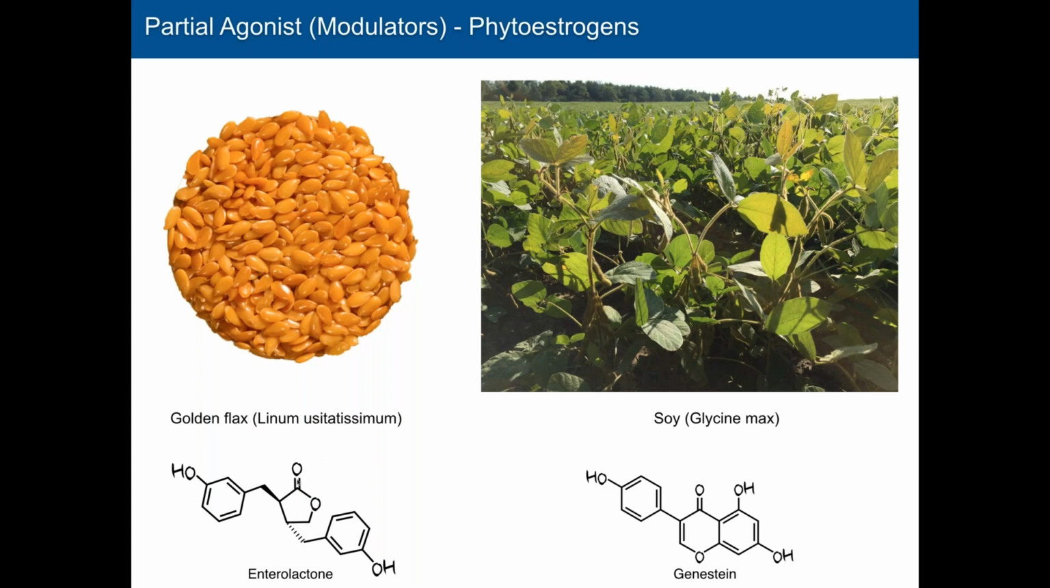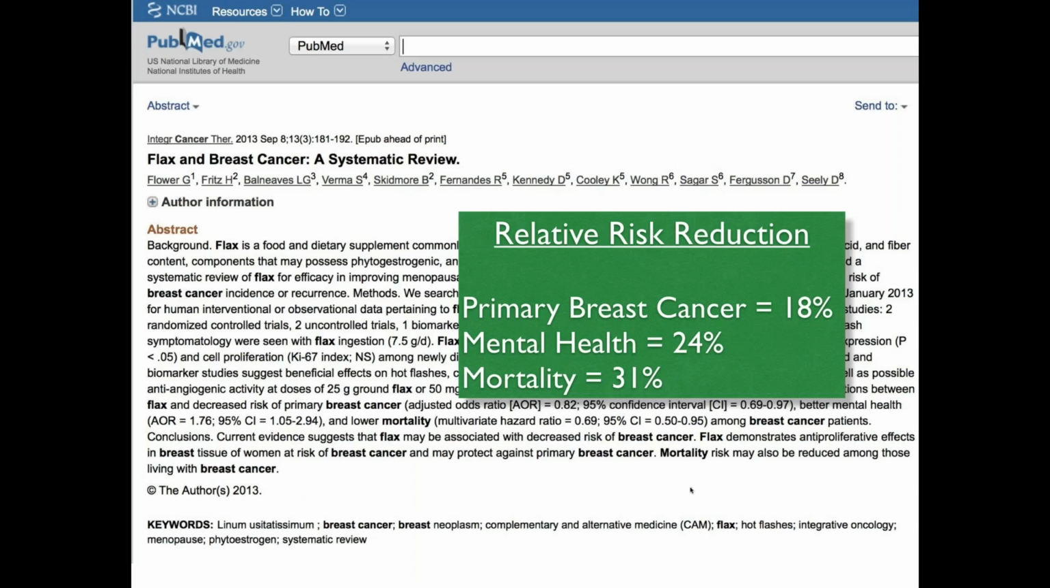Probably these guys do something too. I imagine this little oxygen group on here may interact with something as well. So both of these have a phytoestrogenic effect. Even though structurally they're different, in three-dimensional space they can reach those little receptors that have that effect.